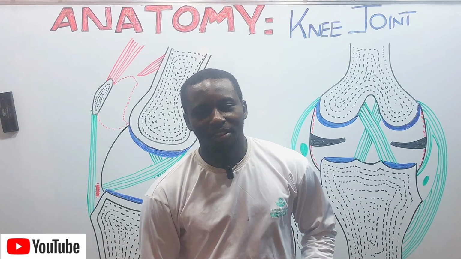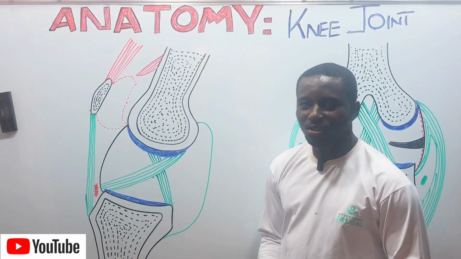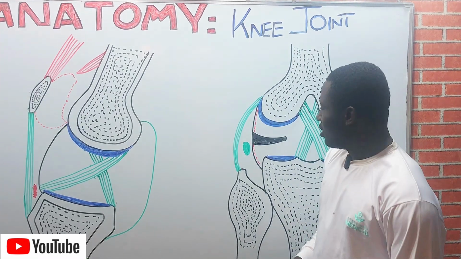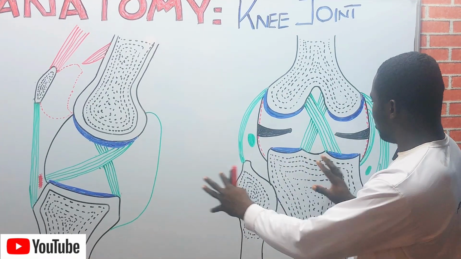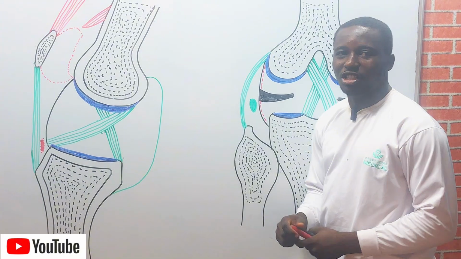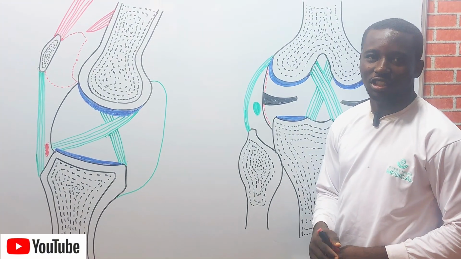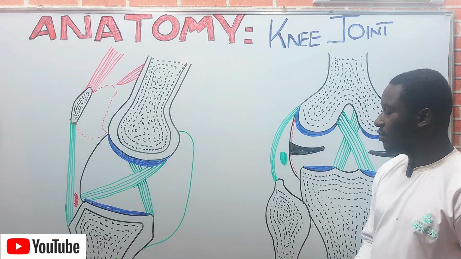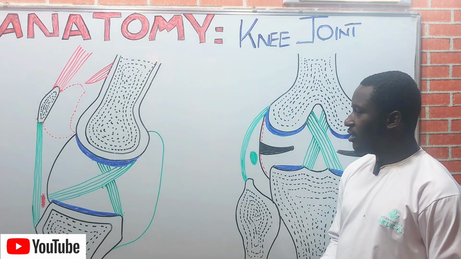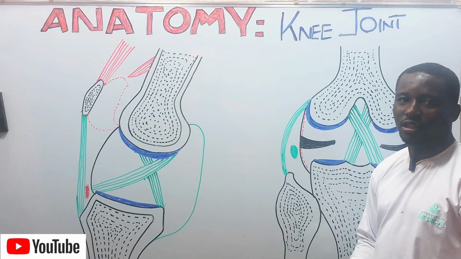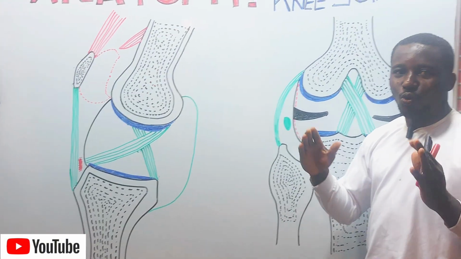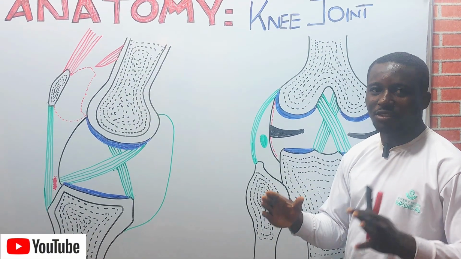Welcome to Everything Medical. Today's video, we shall be looking at the anatomy of the knee joint. So this diagram shows us how the knee joint is fashioned on the body. This is the anterior view of the knee joint, while this is the side view of the knee joint, or the lateral view. Now, before wasting much of our time, we are going to dive into the class.